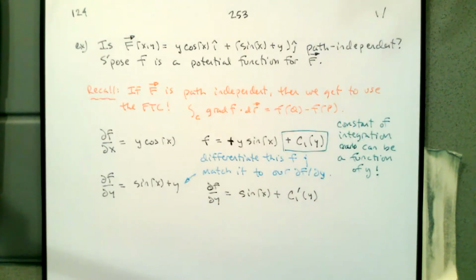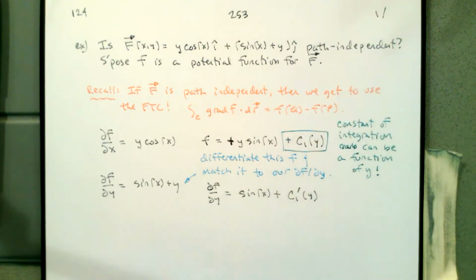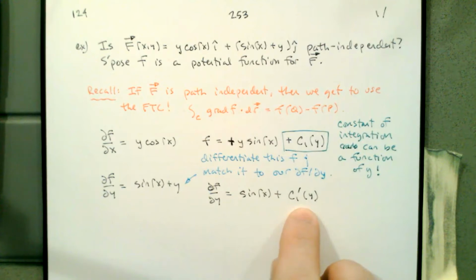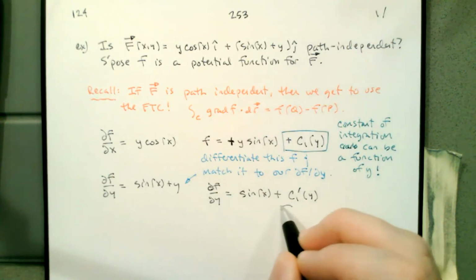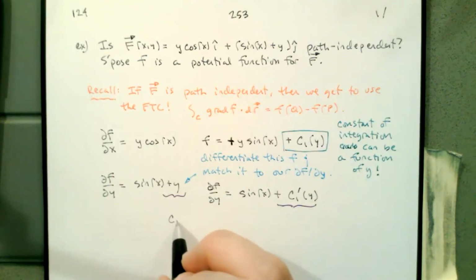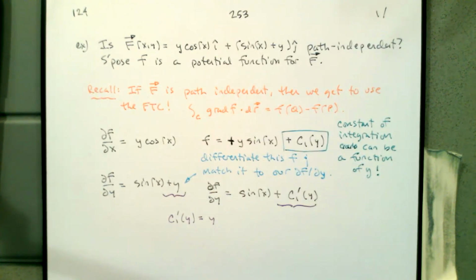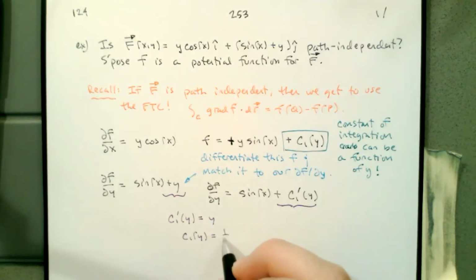Now all we have to do is match the partial derivative of f with respect to y we get from the vector field and the partial derivative of f with respect to y that we got from integrating, with our constant of integration. So what this tells us is that c1 prime of y must equal y. And since this is the derivative, that tells us that c1 of y is one half y squared.